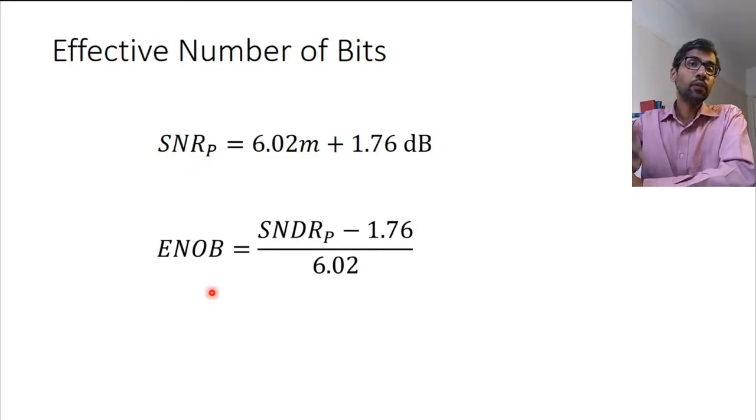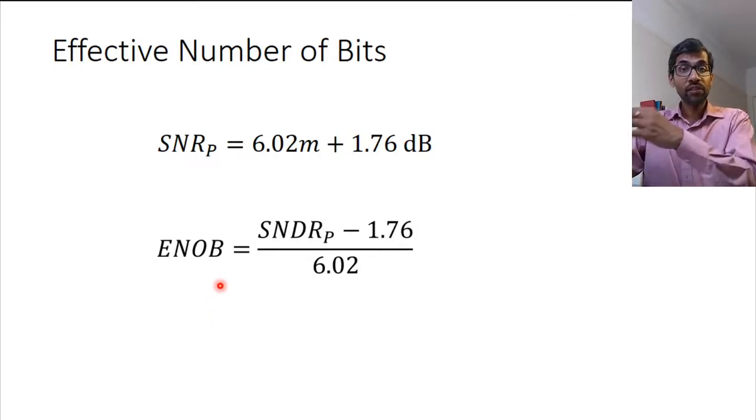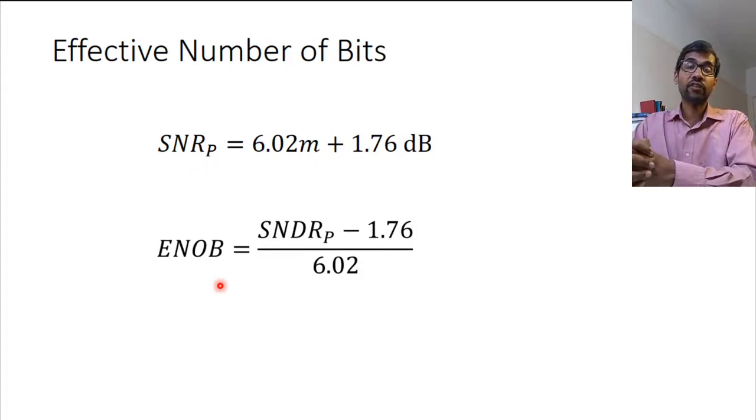Okay. So what that basically means is that if your signal has noise, you can keep increasing the number of bits till you reach the effective number of bits. And once you reach there, increasing the number of bits doesn't improve the signal to noise ratio or the signal to noise plus distortion ratio of your analog to digital conversion.